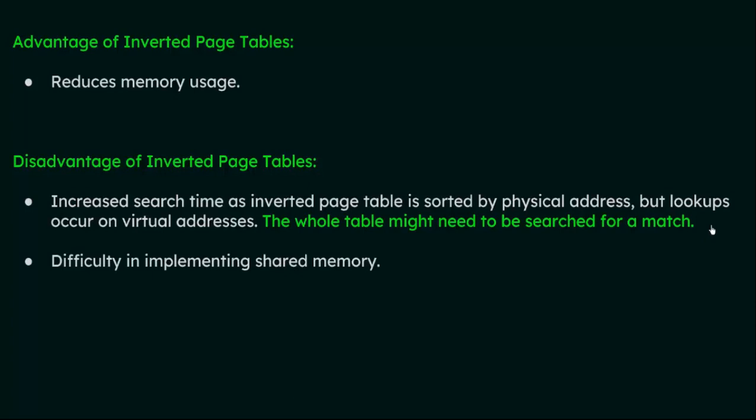And another disadvantage is difficulty in implementing shared memory. So in one of the previous lectures, we have discussed shared pages, and we saw how different pages were sharing the same location in the physical memory frames. So with the concept of inverted page tables, where we are maintaining one entry in the page table for each real frame in main memory, it may be difficult to implement sharing. So shared memory implementation is going to be difficult in inverted page tables. So these are the two disadvantages that we have in inverted page tables.